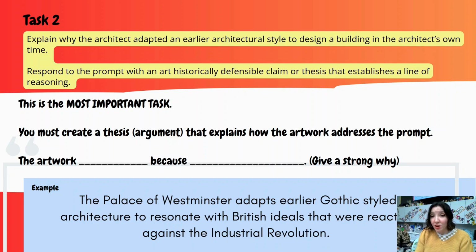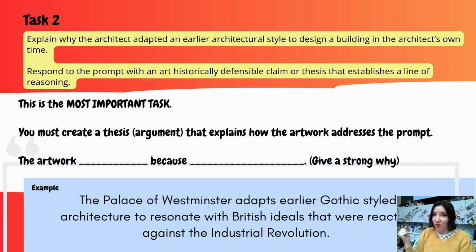You have to be clear. You can't just say the Palace of Westminster adapted an earlier architectural style to build something in the architect's own time. You said nothing, right? You can't just state the prompt. You have to explain the prompt. So again, I'm taking the artwork, Palace of Westminster, what it's adapting, which I'm pulling from the prompt, adapting earlier Gothic, and then explaining why. In this case, I'm talking about Industrial Revolution. Boom, strong thesis. Now I can back that up with evidence.